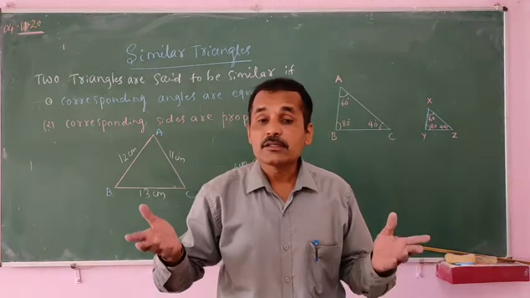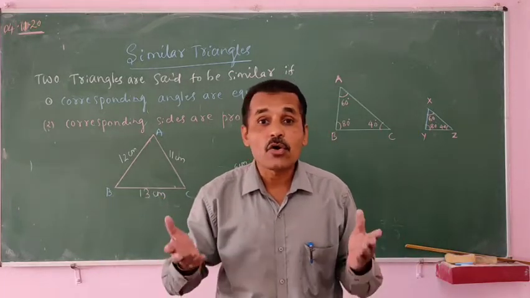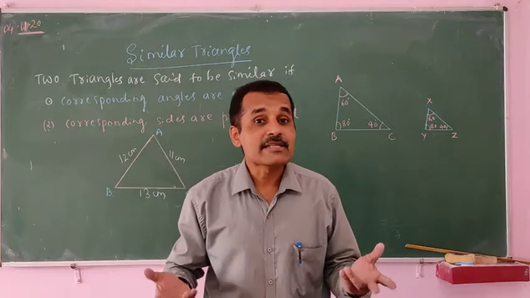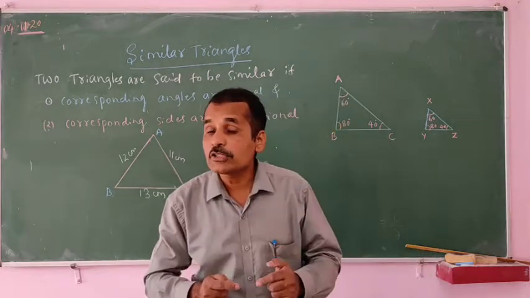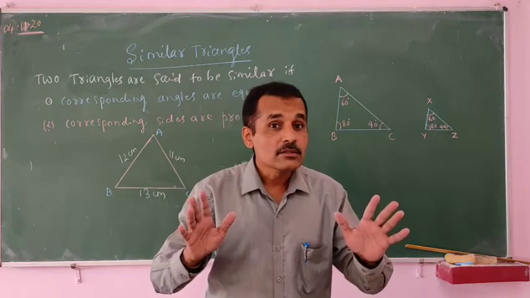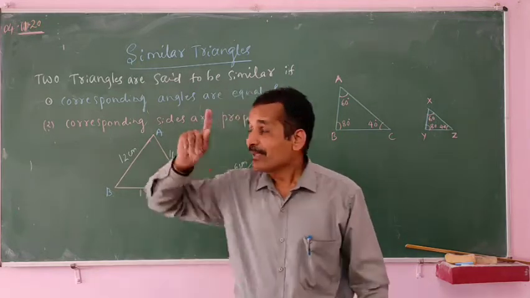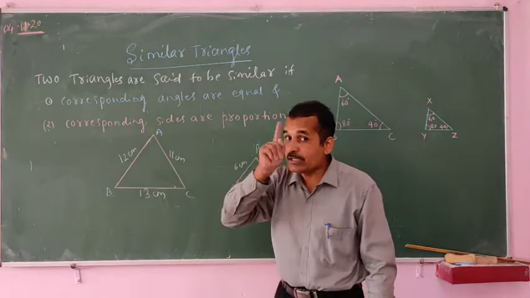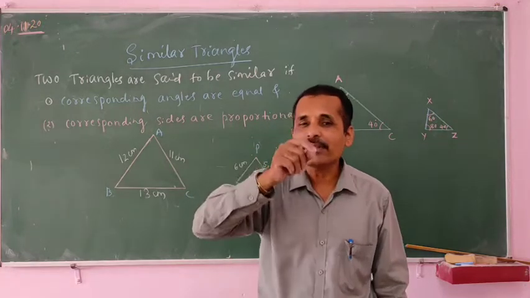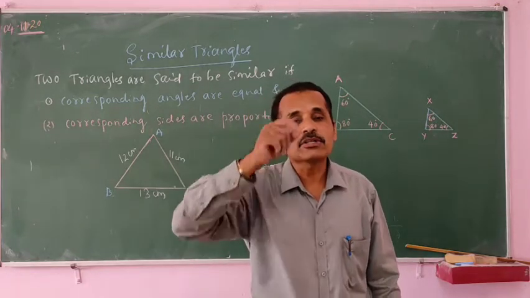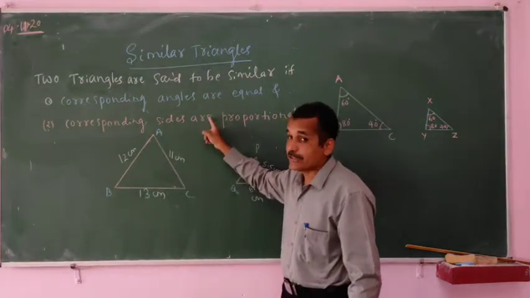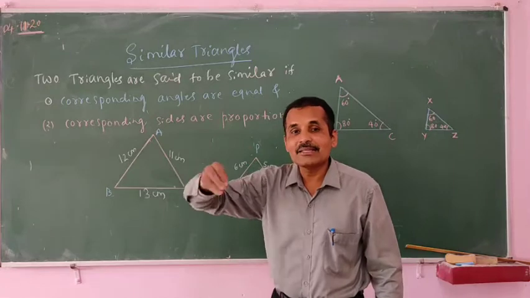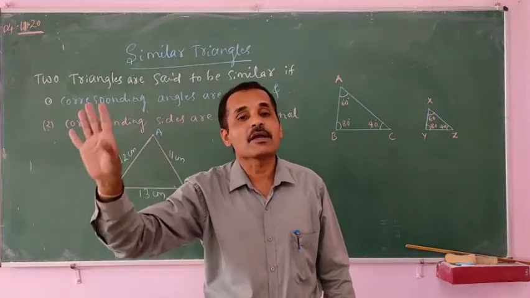I have said the rectangles are not similar because the sides are not proportional. Even though the angles are equal, the sides are not proportional, so definitely they are not similar. But in the case of a triangle only, it is not necessary that both conditions must be satisfied. If one condition is satisfied, automatically the second will be satisfied.